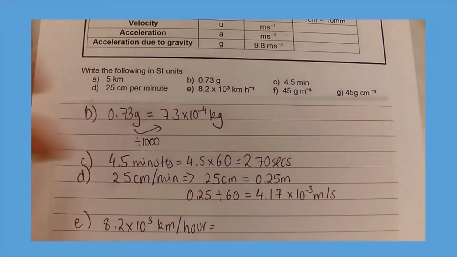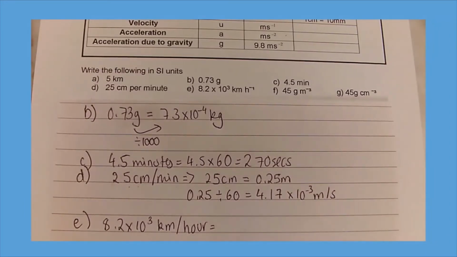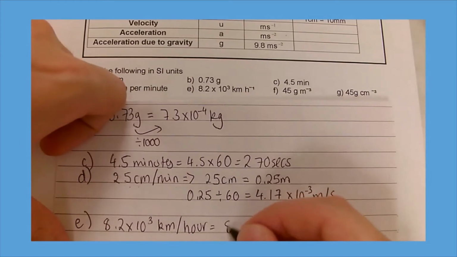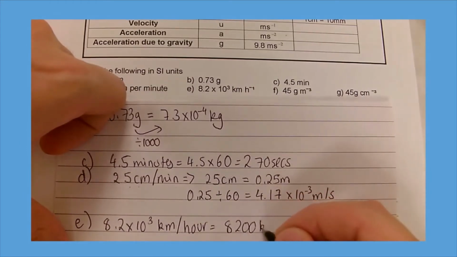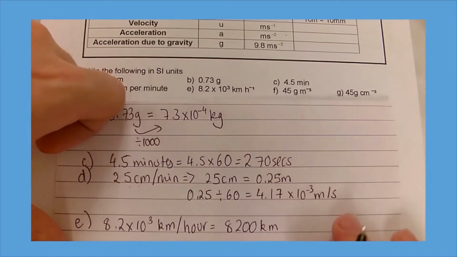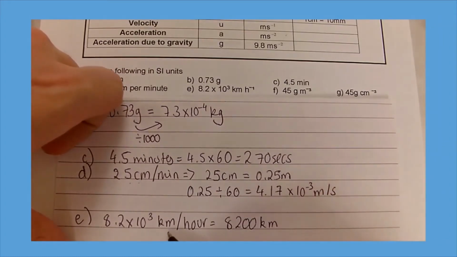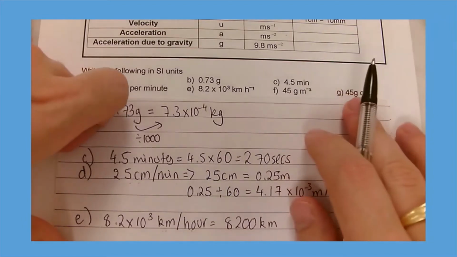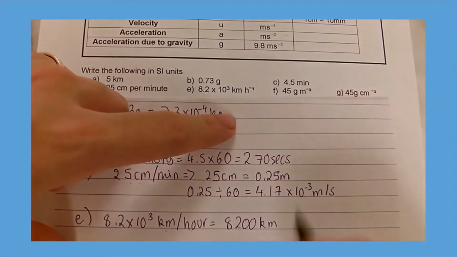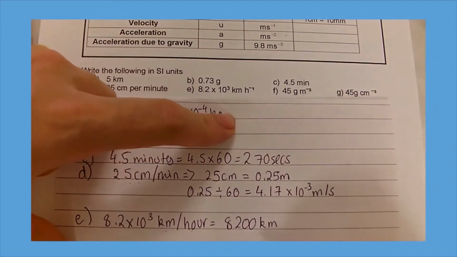Now, 8.2 times 10 cubed. If you think about that, that is 8,200 kilometers per hour. Now you have to be careful here, because if we're dealing with distance and time in this manner, the ratio of distance to time, then obviously it's another velocity situation. So what we've got to deal with here is not only converting the kilometers to meters, but also thinking about how we're going to change that into meters per second instead of kilometers per hour.